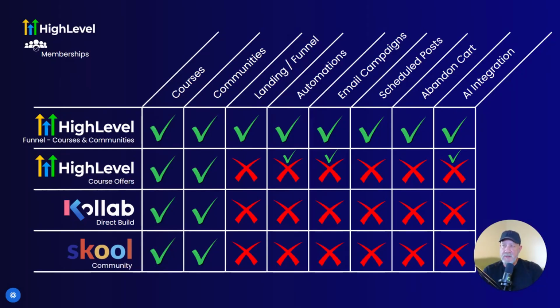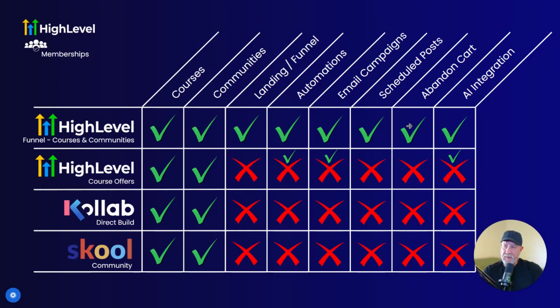If we look at automations, definitely the HighLevel funnel system works with automations. Now, I do have a small check under the HighLevel course offers because you can run automations when you make a sale of a course. It's just a lot harder than when you run a sale through a funnel. Same thing with email campaigns. Now, with scheduled posts, you can only do scheduled posts at this level because you have access to the marketing feature in HighLevel. Abandoned cart, this is the only one you can do an abandoned cart with.